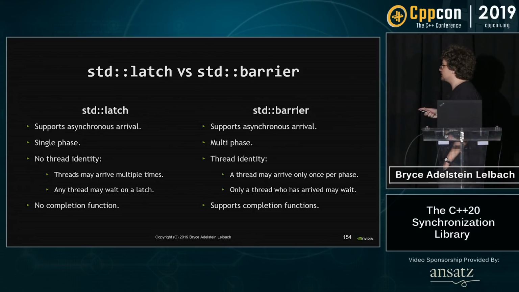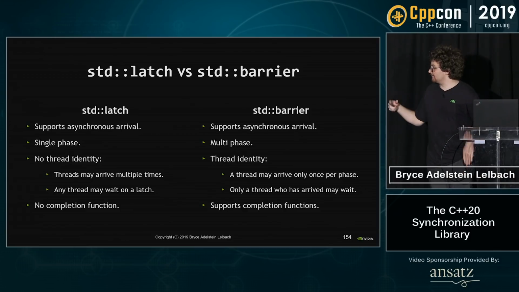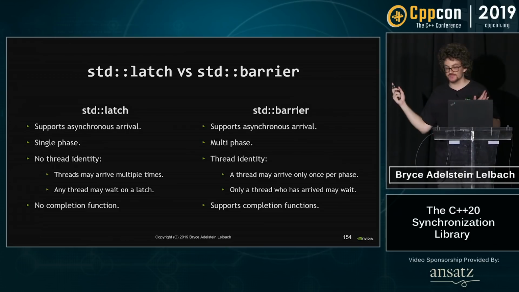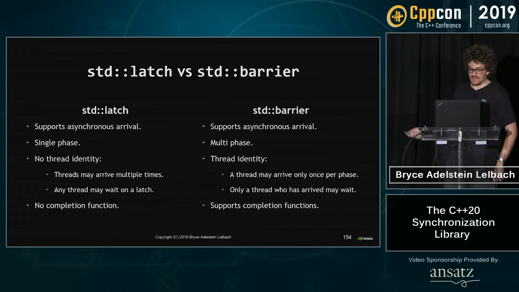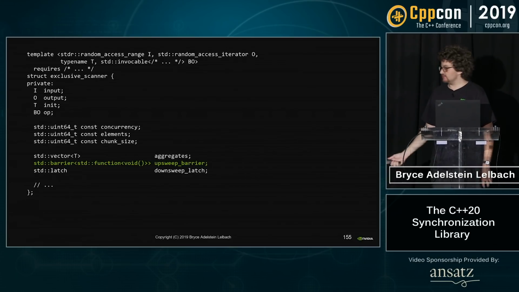A thread may only arrive once per phase, and only a thread who arrives may wait. You can't transport arrival tokens between threads. And also, barrier supports completion functions, and that's the reason that we're using it right here. So we're going to use a completion function with barrier here. We're just going to use std::function in this case.